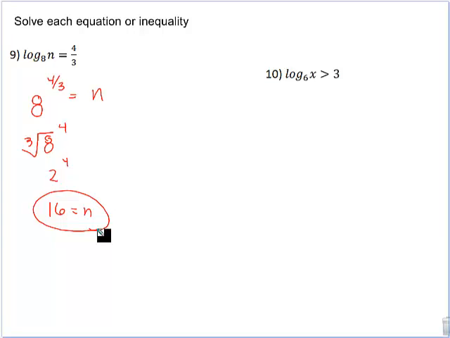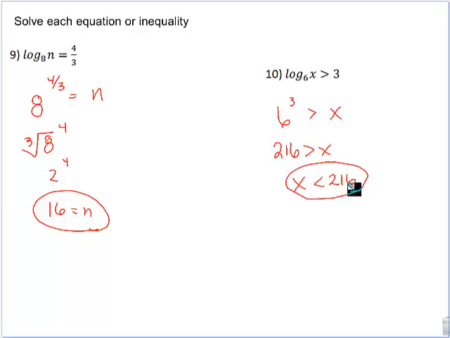All right, so let's look at number 10. Log base 6 of x is greater than 3. So how can we rewrite this in terms of exponents? 6 to the 3rd is greater than that. Yep, exactly. 6 to the 3rd is greater than x. Well, what's 6 to the 3rd? 216. So 216 is greater than x. We normally write this so that x comes first. So we just say x is less than 216. Is that okay?